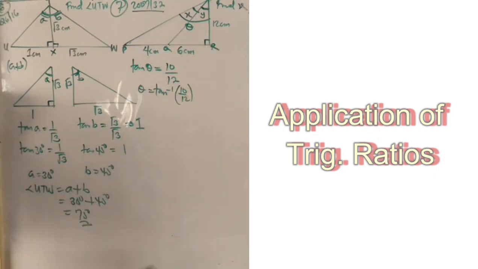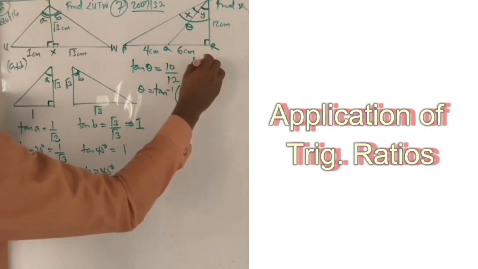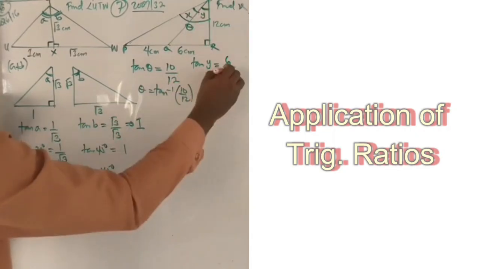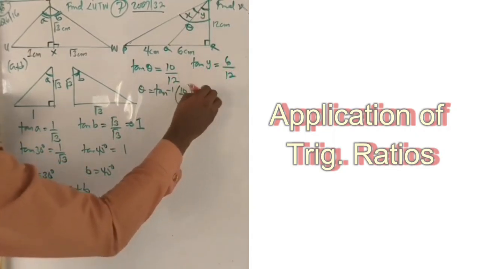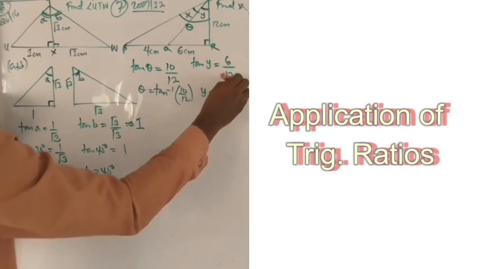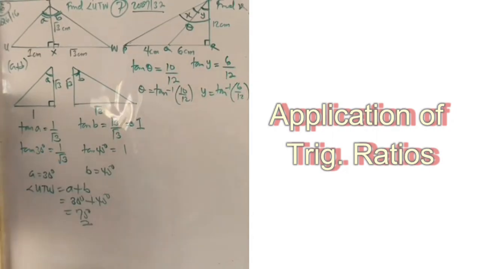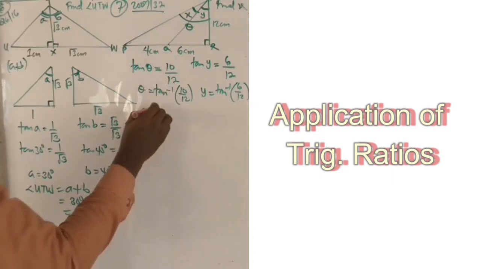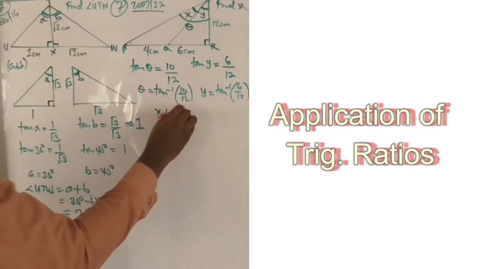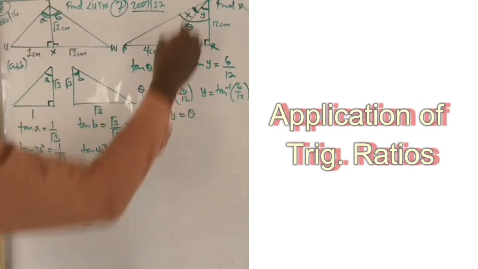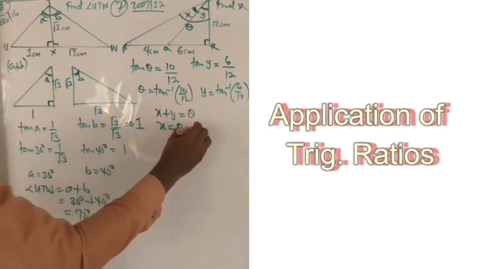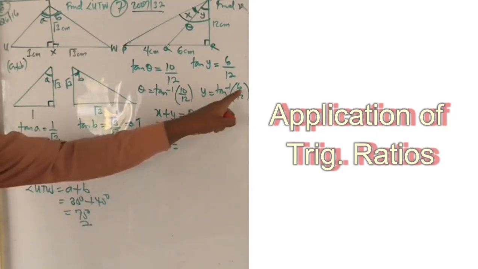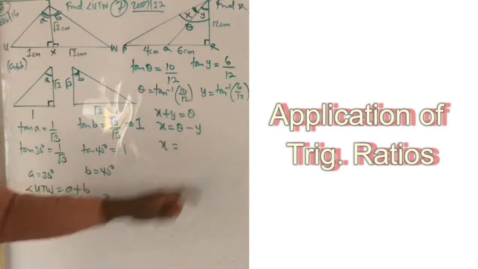This side is the adjacent. So if we do tan y, tan y equals opposite, which is 6, over adjacent, which is 12. From here we can get y to be what? Tan inverse of 6 over 12. So from here, definitely x plus y must give us theta. Our aim is to know the value of x. So x equals theta minus y. From a calculator, we can get the value of theta, put it here. From a calculator, get the value of y, put it there, then get your answer.